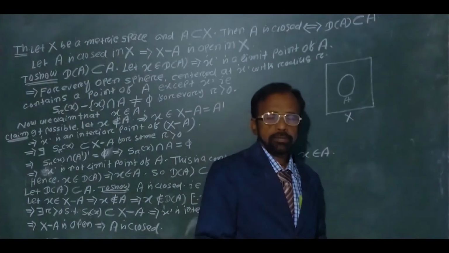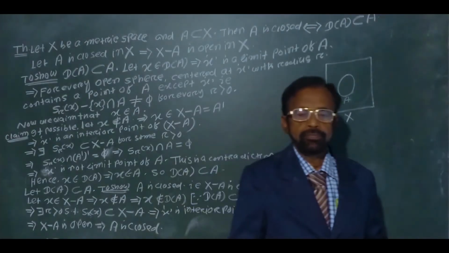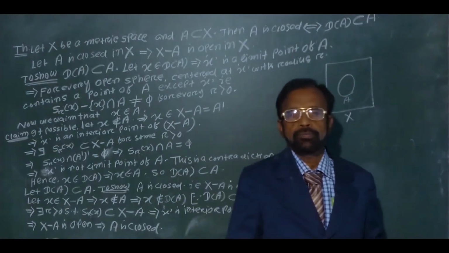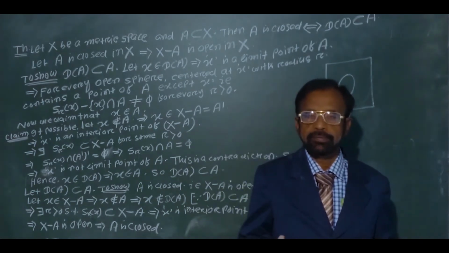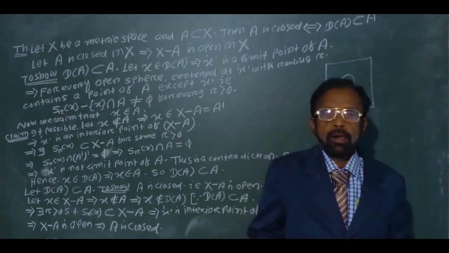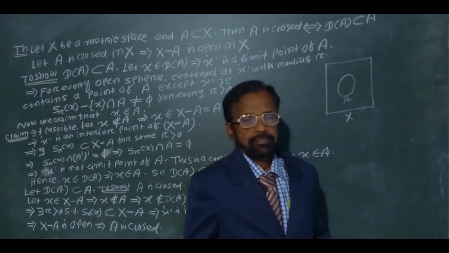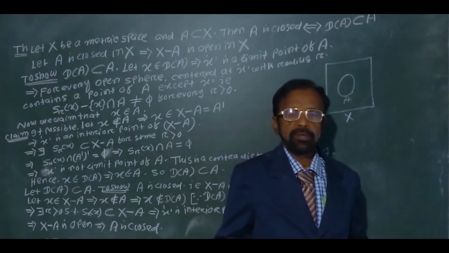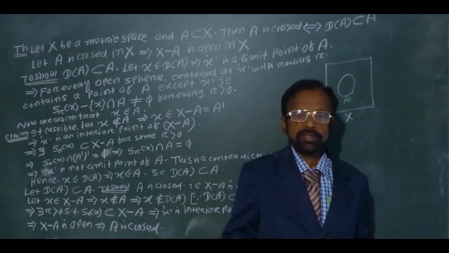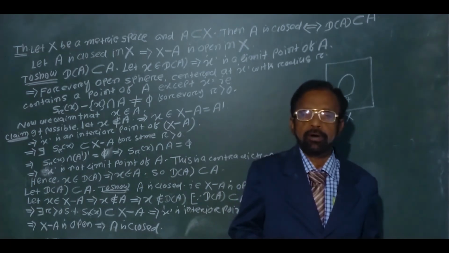Dear students, we also discussed what the limit points of a set are. Also know the derived set of a set A. That means A is a set. The set of all limit points of A is called the derived set of A. This is denoted by dA.